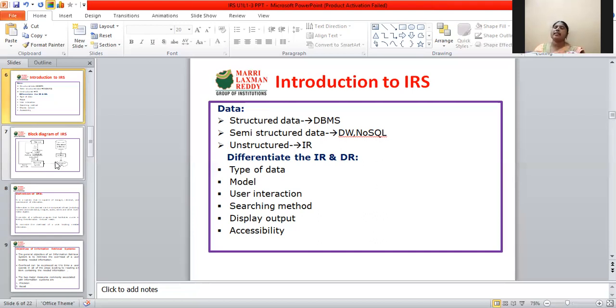And searching methods. In data retrieval, the searching method is exact data searching. Exact data is searched in data retrieval. In information retrieval, a set of relevant documents is also searched. Partial matching is also searched in the information retrieval system. Then the output display: in data retrieval, the output is compulsorily displayed in tabular form.